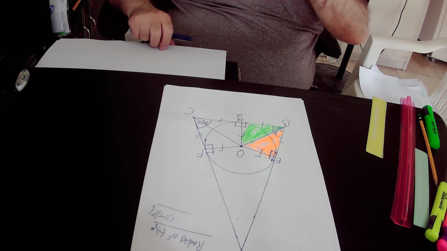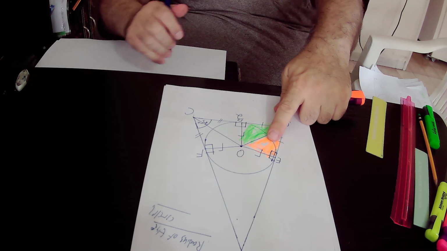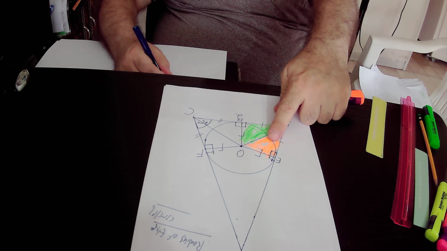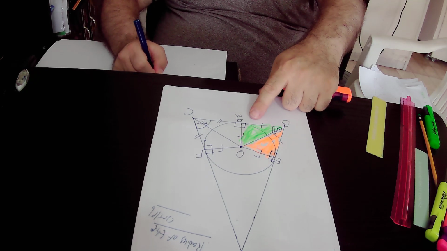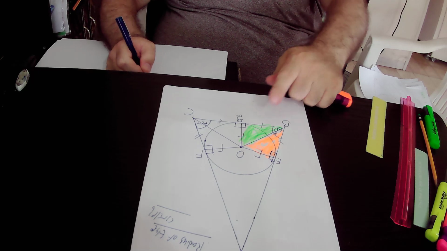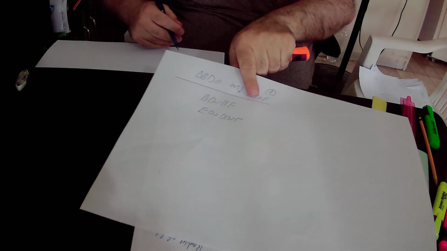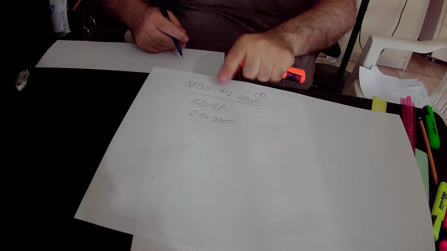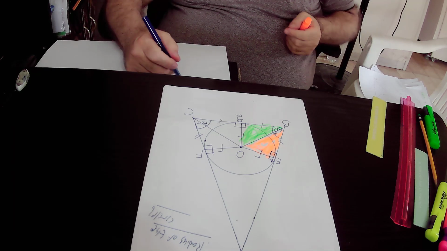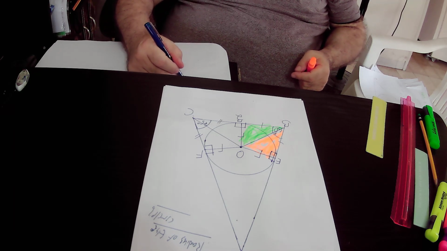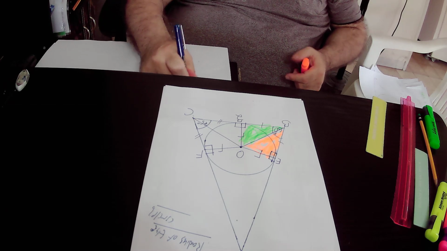In addition, we have EO that is equal to R equals DO. They are equal to each other because both of them are the radii of the circle. So EO equals DO equals R. And finally, BO is a common side that belongs to both triangles, so BO equals itself. BO equals BO.